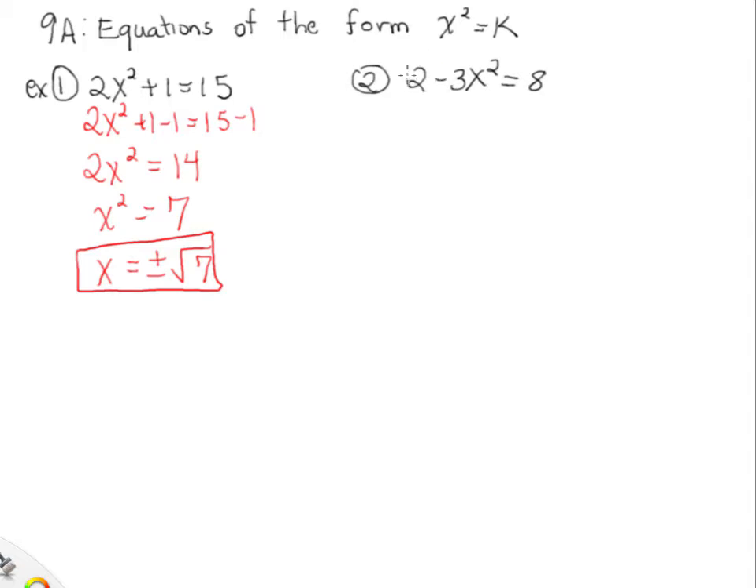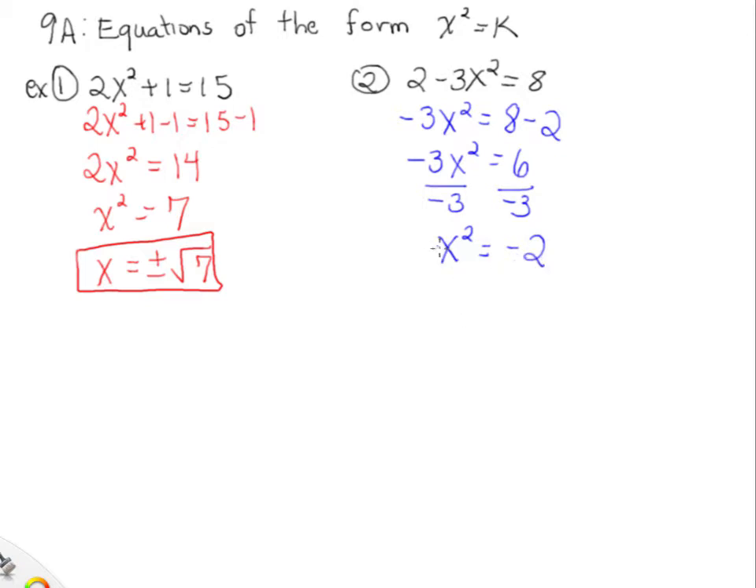To solve example 2, we look at what's happening to the x squared. Well, I am multiplying by negative 3 and adding 2, so I need to deal with the addition of 2 first. And the opposite of adding 2 is subtracting 2. So what I do to one side, I have to do to the other side. Now I look, x squared is being multiplied by negative 3, so that means I need to divide each side by negative 3. Then I take the square root of each side.